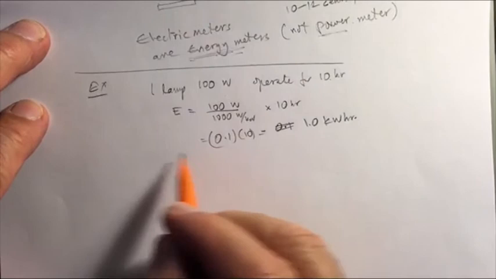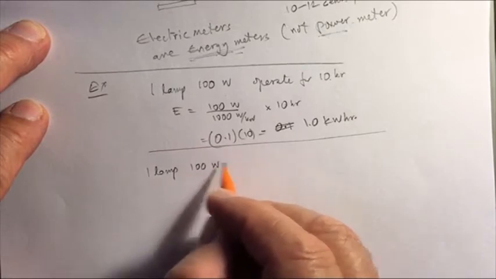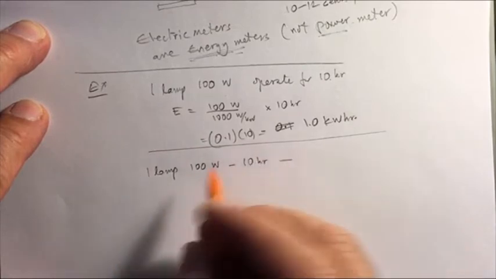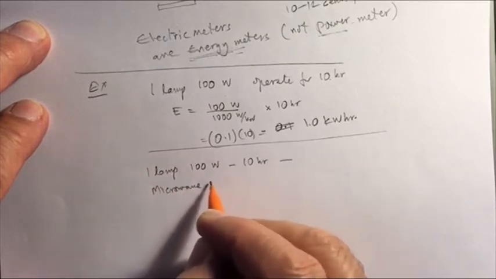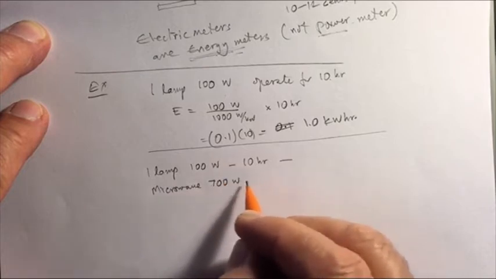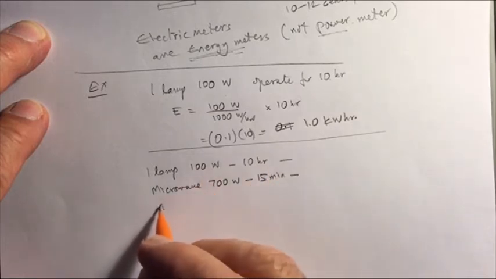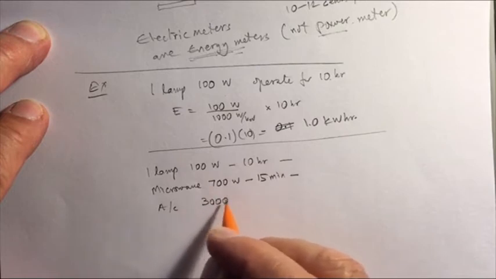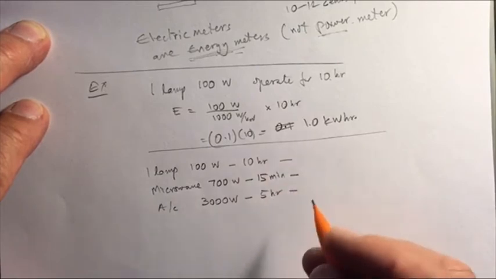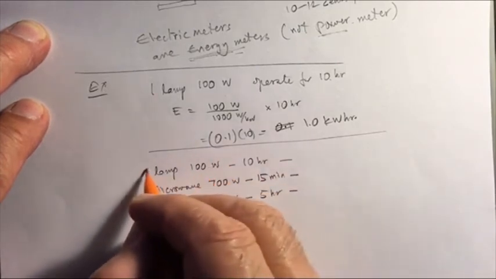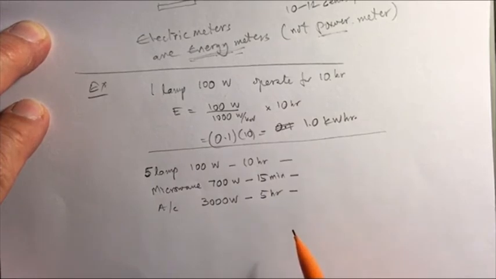Now, as a slightly different example, if you have one lamp, 100 watts, and you operate it for 10 hours a day, and you have, for example, a microwave that's 700 watts. You operate it for 15 minutes during the entire day, and you have an air conditioning system with 3000 watts. It turns on and off, so it's used for a total of, let's say, 5 hours during the day. And let's suppose you didn't have one lamp, but you have 5 lamps, each operating for 10 hours. So what is your total energy consumption per day?